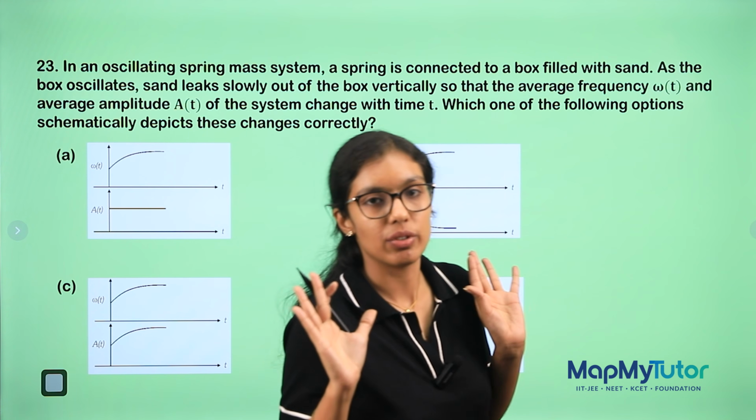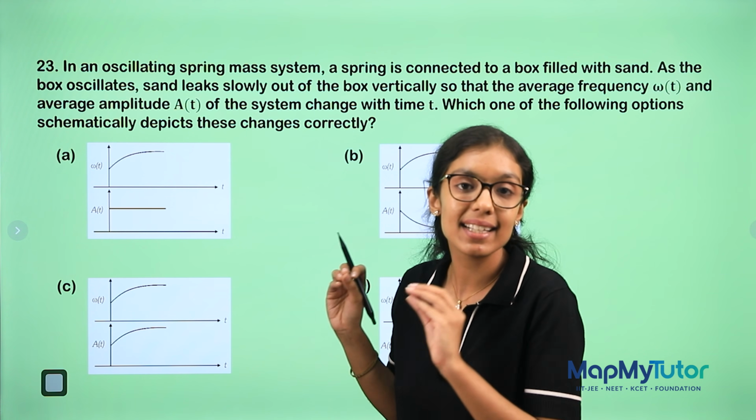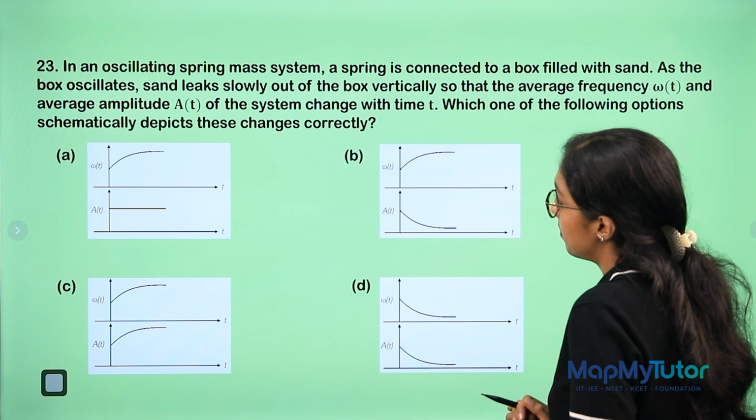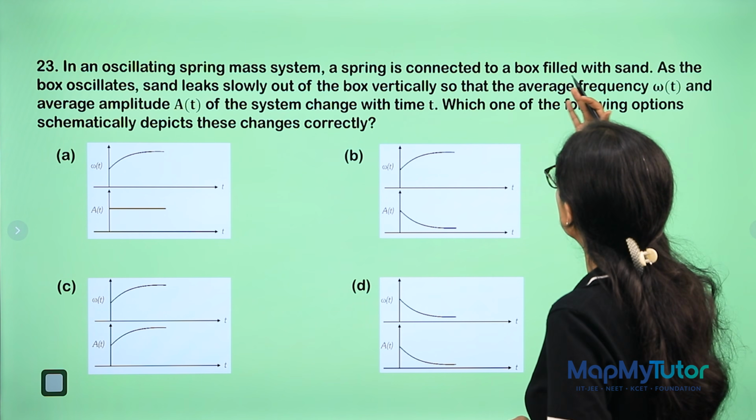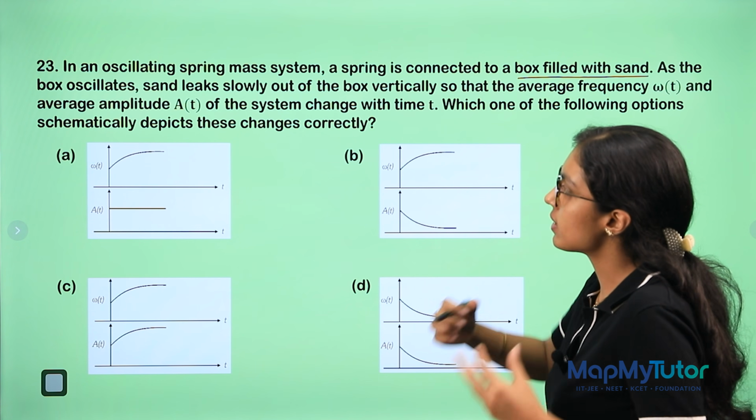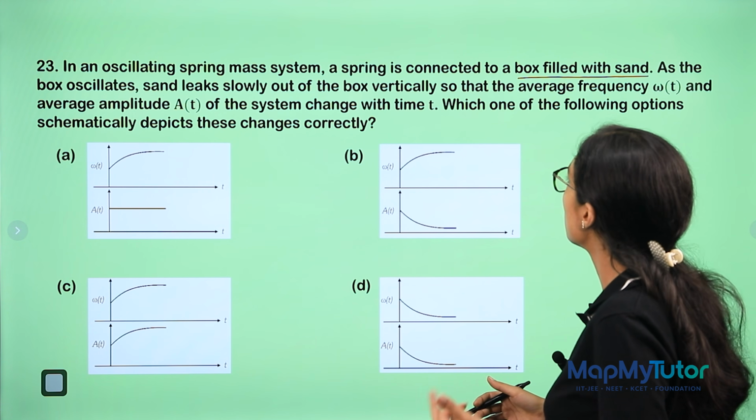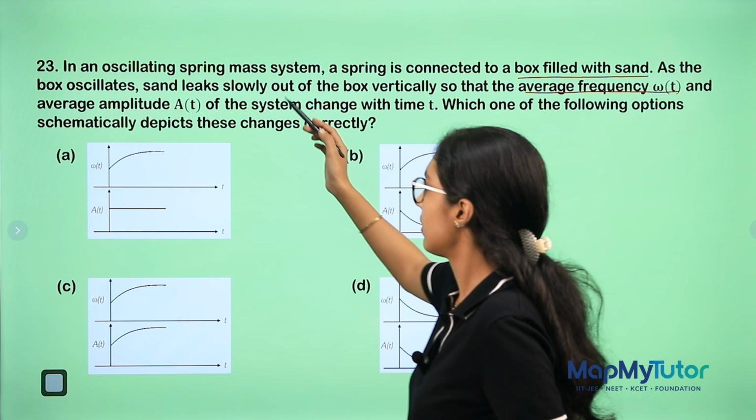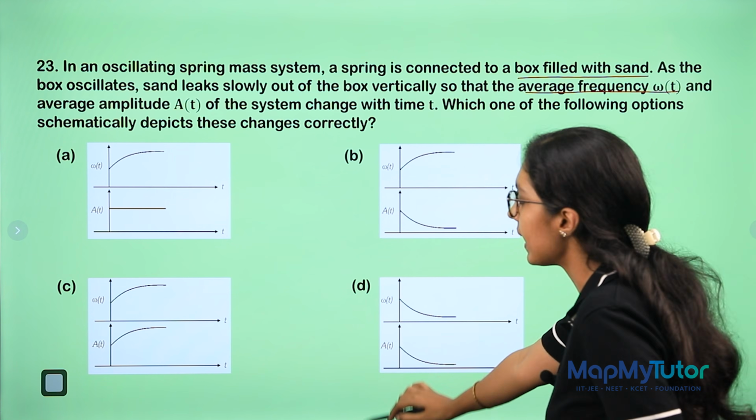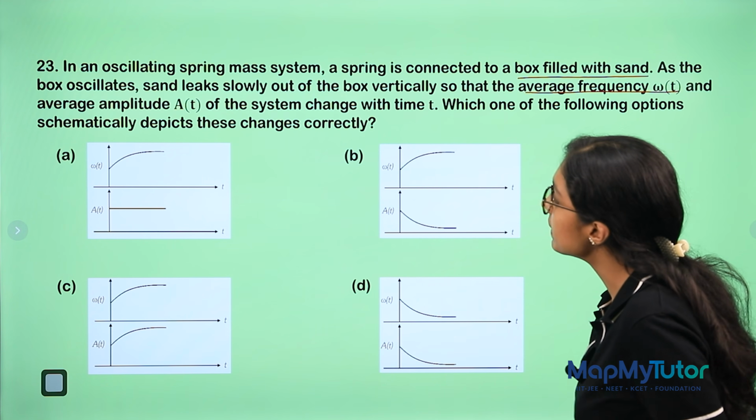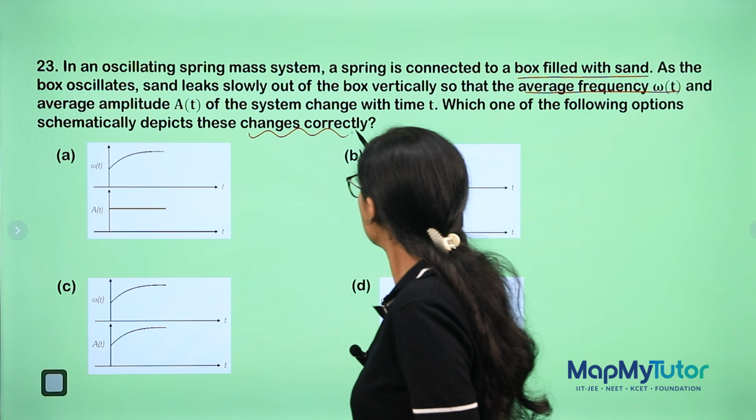Direct conceptual question. It is directly there in your NCERT, same picture, same graph. The question is, in an oscillating spring mass system, a spring is connected to a box filled with sand. As the box oscillates, the sand leaks slowly out of the box vertically, so that the average frequency omega and average amplitude of the system change with time, something like this. Which of the following options systematically depicts the changes correctly?